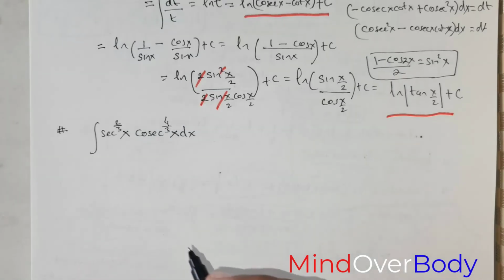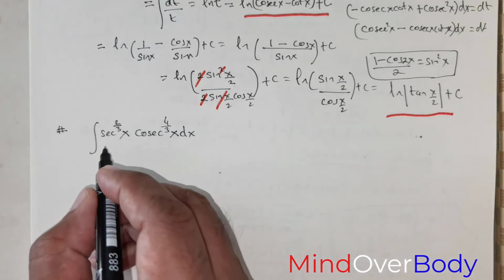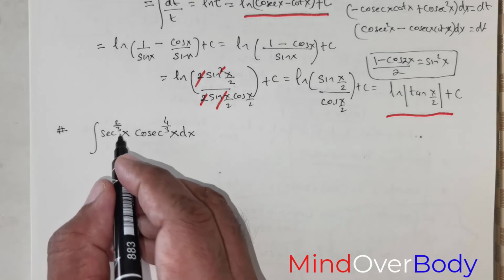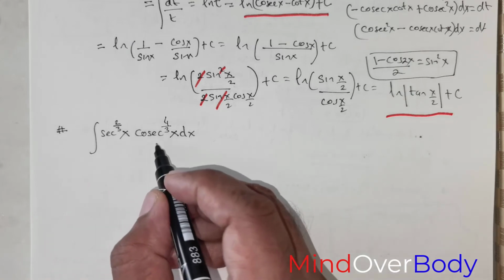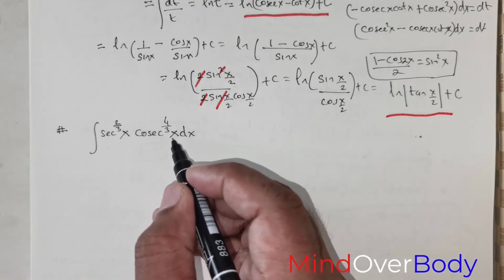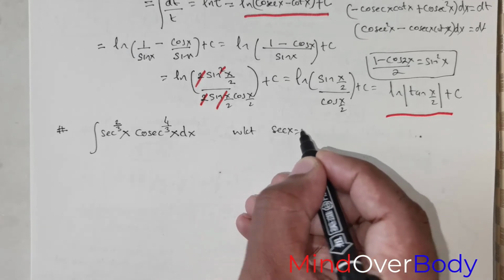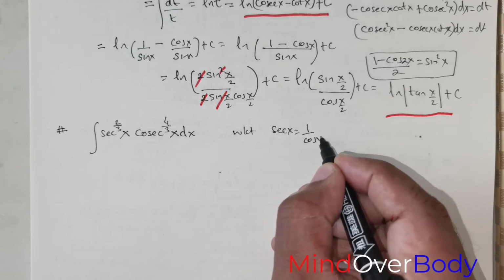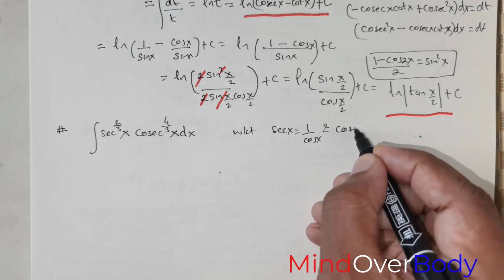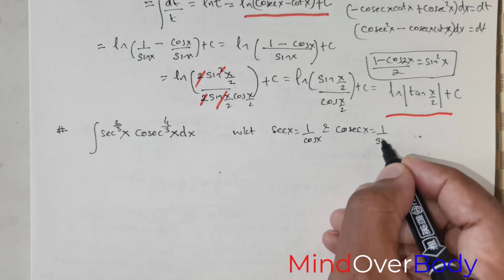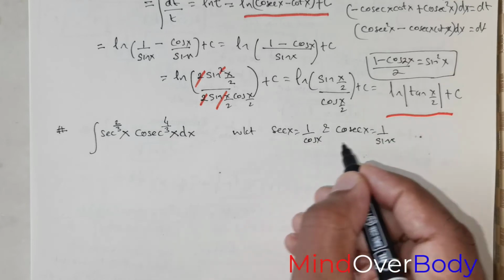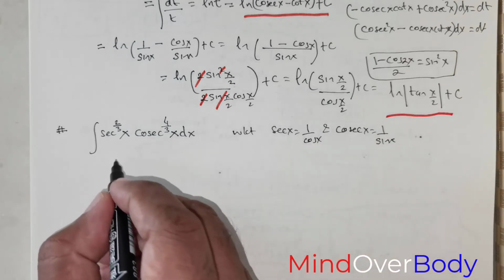Students, we have been given a beautiful question. We are expected to integrate secant raised to the power of 2 over 3 x times cosecant raised to the power of 4 over 3 x. Now we know that secant x is 1 over cos x and cosecant x is 1 over sin x. So we are going to be utilizing these two equivalents over here.